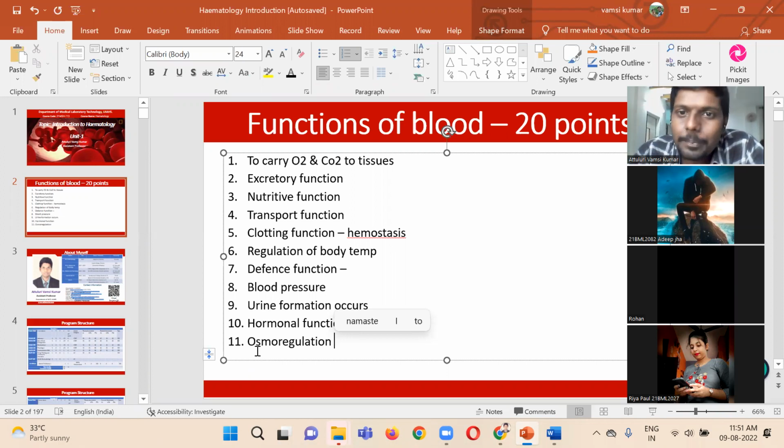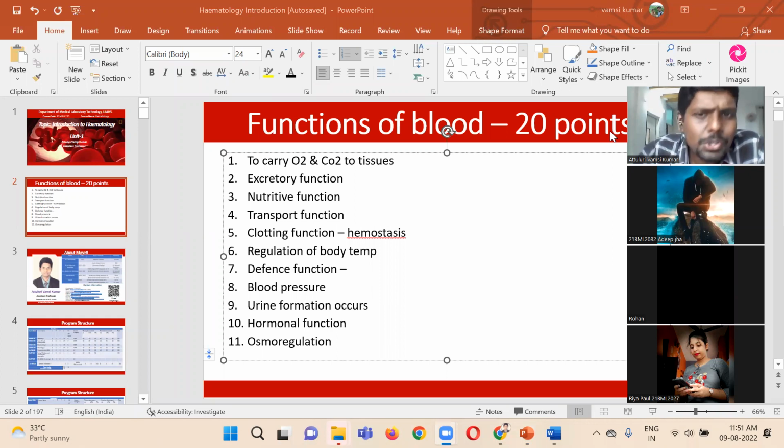Excellent, Andeep said a very nice point, which is osmoregulation. Osmoregulation is very important for maintaining all other fluids in the body, such as pericardial, pleural. All these fluids will be maintained with the help of this osmoregulation.